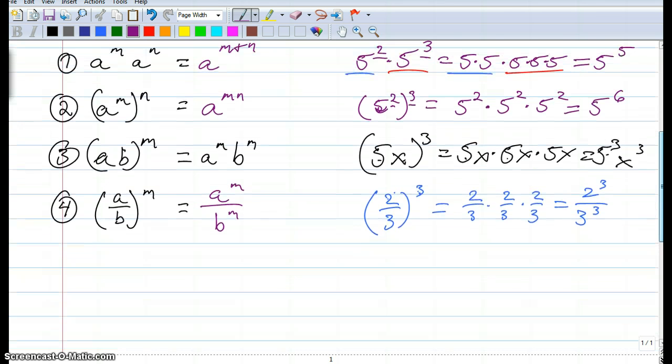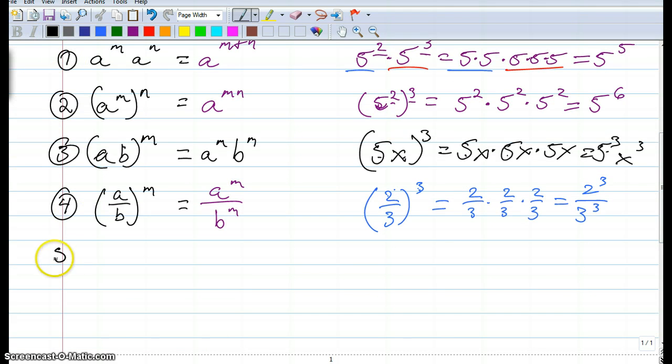The fifth rule that we're talking about can actually be thought of from rule 1. Rule 1 was a to the m times a to the n, and look what happened there. Here we're going to do a to the m divided by a to the n. When we did a to the m times a to the n, what did we do with those exponents? We added them. So here, what multiplying is to add, dividing is to, you may have guessed it, subtraction: a to the m minus n.